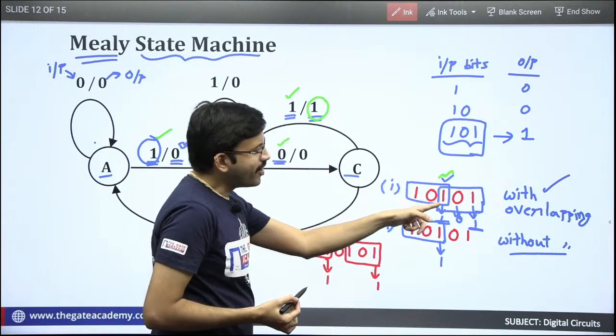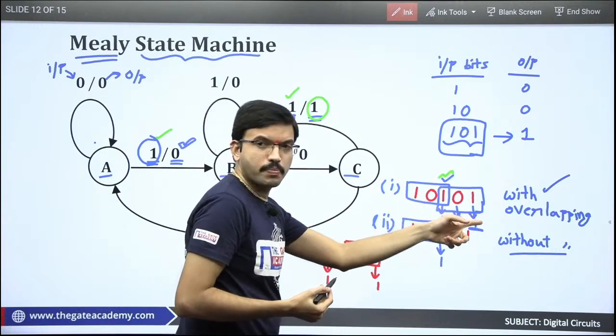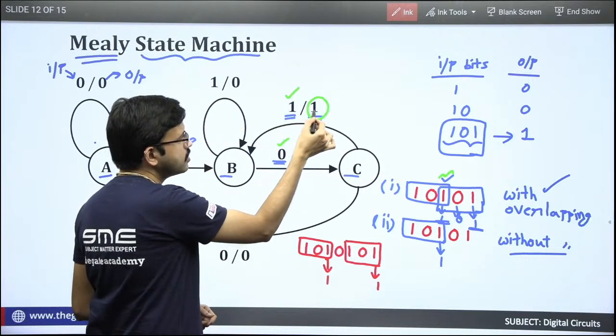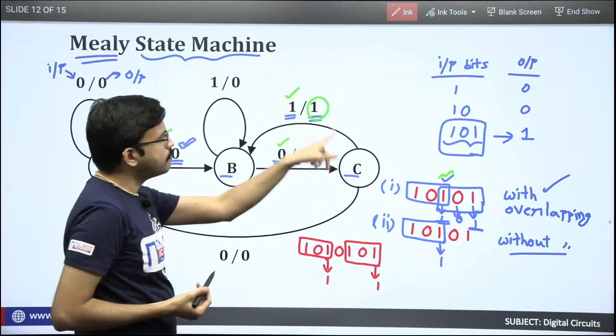That 1 can be the starting of my next sequence. So in that case 1, 0, and once again 1, so I am getting 1. So this is the example for overlapping.